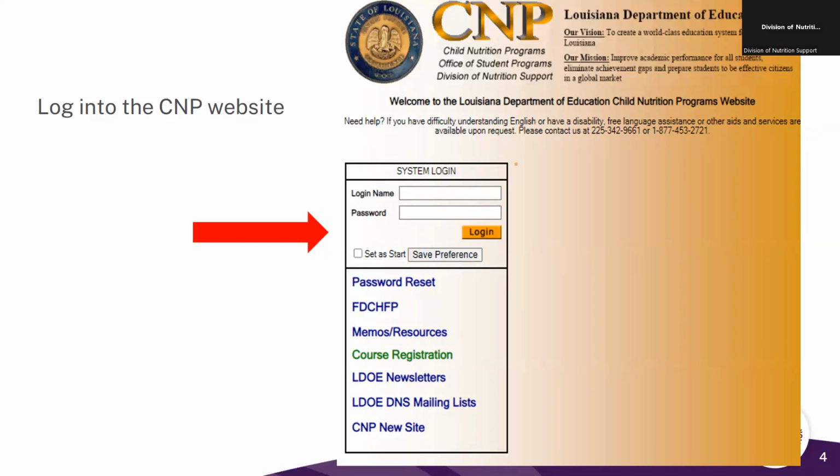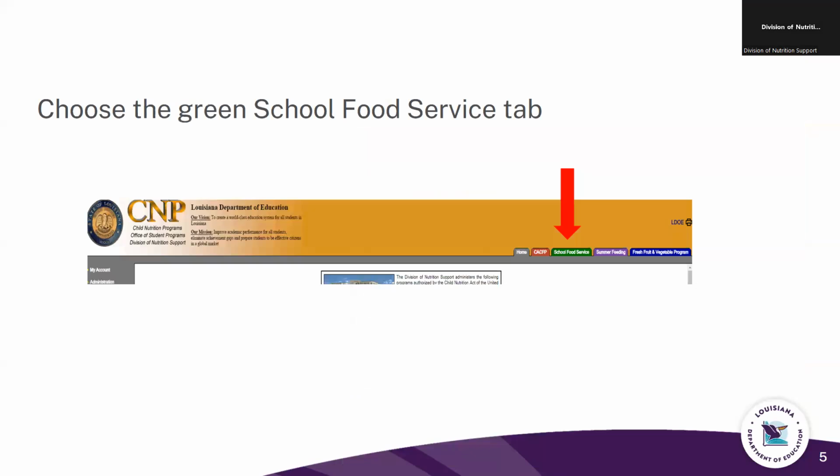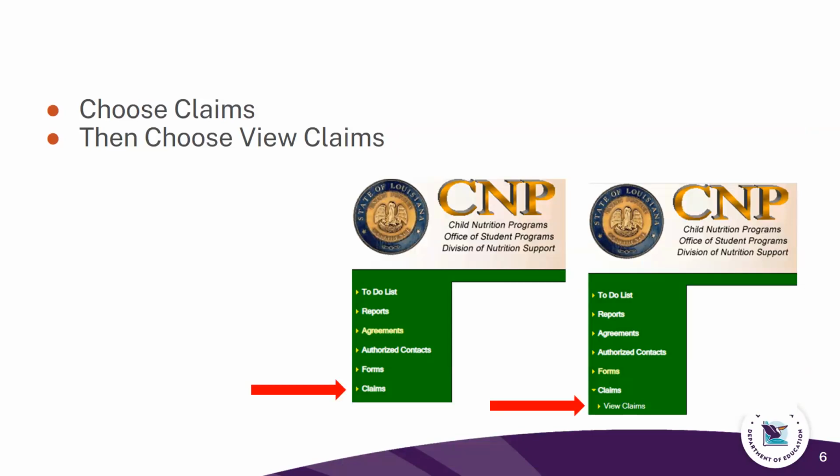To find the information you need to complete the tool, you will first need to log into the CMP website. Click on the green School Food Service tab on the right-hand side of the screen at the top. Click on Claims from the list on the left-hand side of the screen, then click on View Claims.